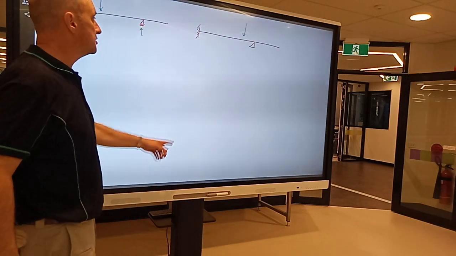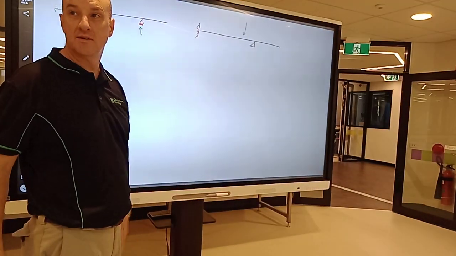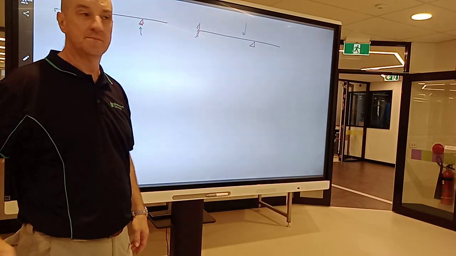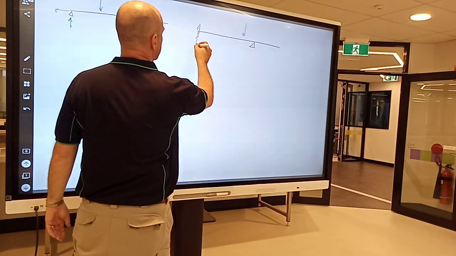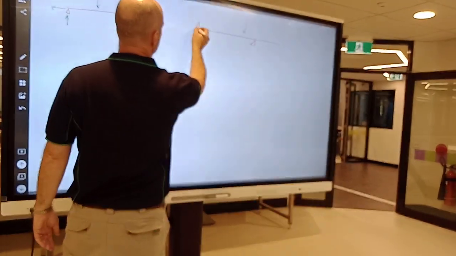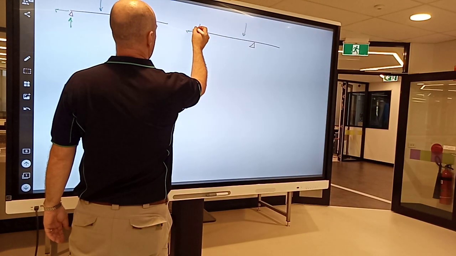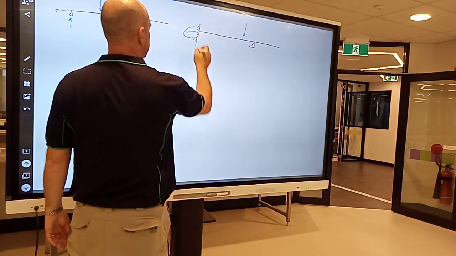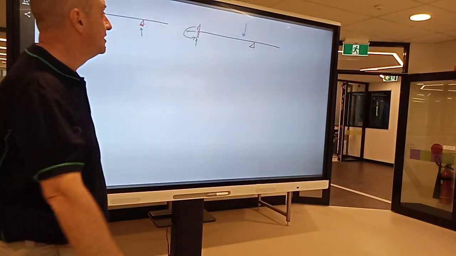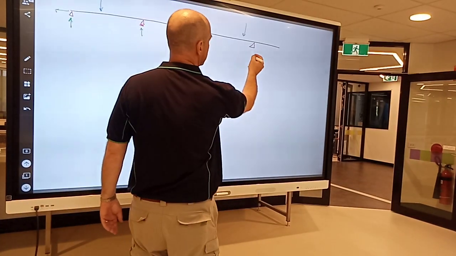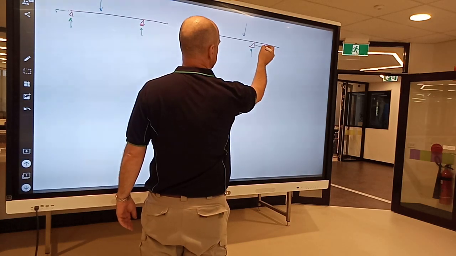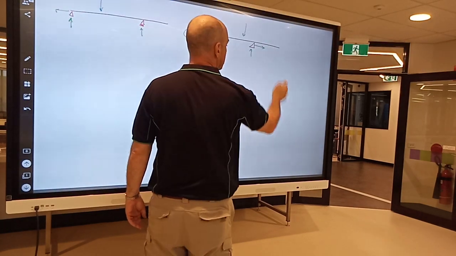Okay. Possible reaction at a fixed support? Vertical. What else? Nope. And horizontal. And bending. Should have put my rubber beam down here, I might go get it later. Possible reaction here, vertical and horizontal. Okay?